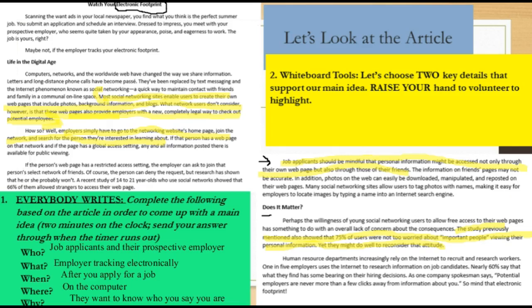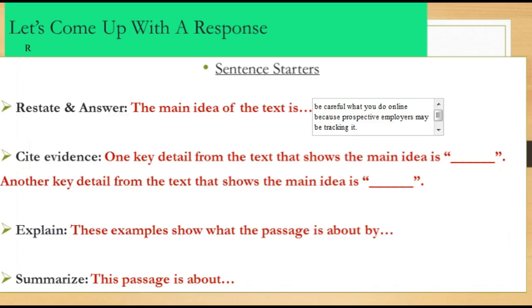So you're going to take that whole sentence there, put it in quotation marks, because quotation marks state that you pulled it directly from the text. That is a piece of evidence that we are going to use to show that this is about potential employees tracking your electronic footprint. So let's put that in our response. If we go to the next page, we can say one key detail from the text that shows the main idea is, and I would put when the author states, actually let me pull up my constructive response.